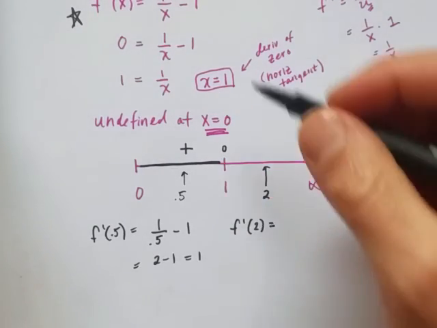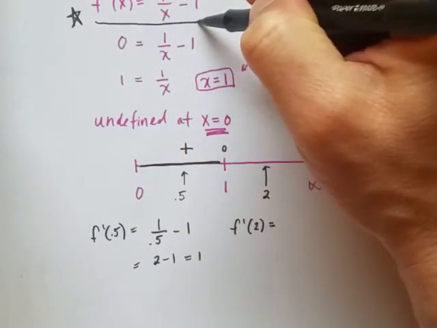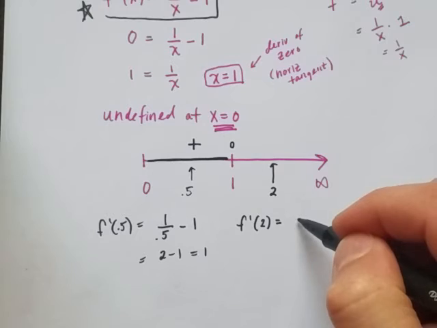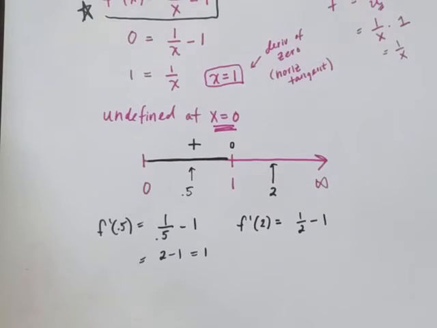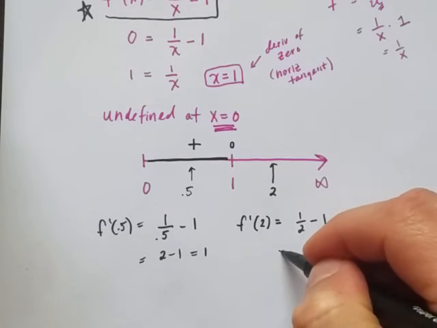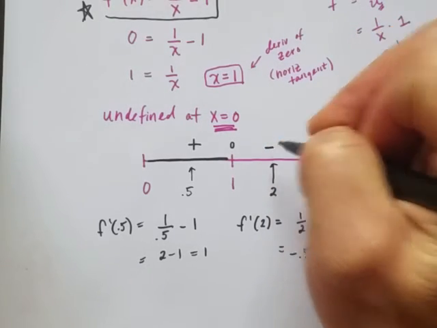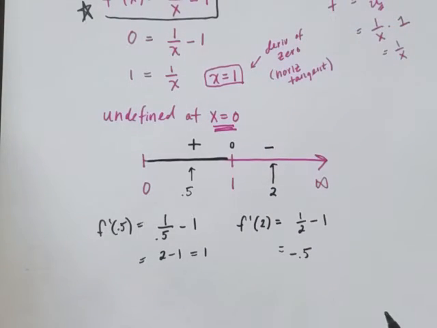So this time I'm going to plug in 2 into my derivative formula. So 1 over 2 minus 1. Now if I do the math here, it'd be like 0.5 minus 1, which would be negative 0.5. I don't need the negative 0.5, but I do need to know it's negative because that's going to tell me that my function is decreasing.